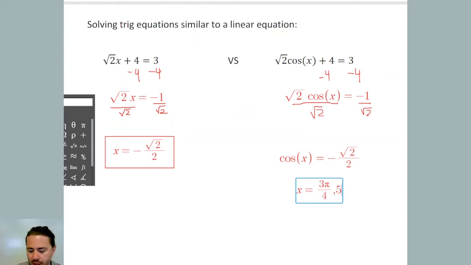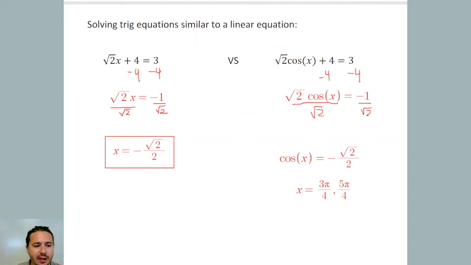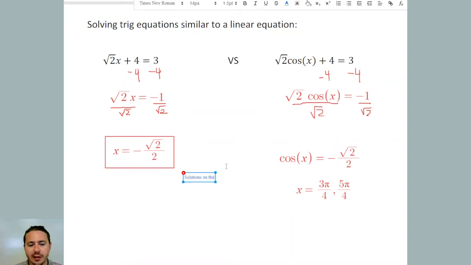But as I was talking about earlier, these are not the only two solutions. So it kind of depends how the question's worded here. Sometimes the question will say something along the lines of, and I'll just type this out, find the solutions on the interval 0 to 2 pi.